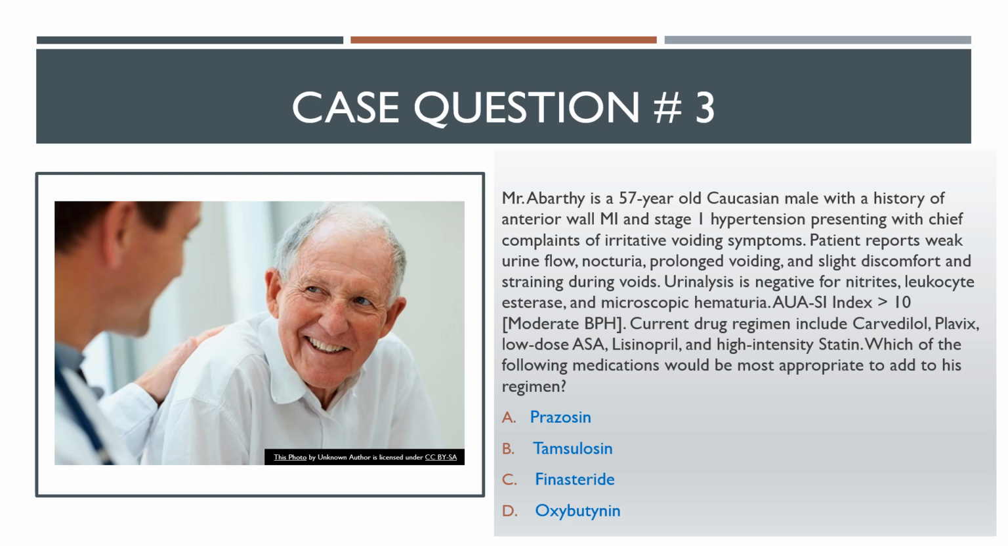Current drug regimen include carvedilol, Plavix, low-dose ASA, lisinopril, and high-intensity statin. Which of the following medication would be most appropriate to add to his regimen? A. Prazosin. B. Tamsulosin. C. Finasteride. D. Oxybutynin.